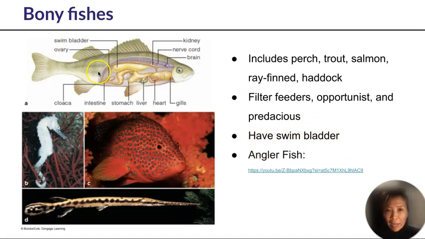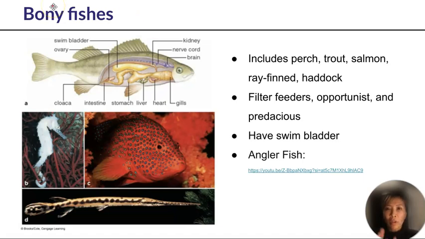Additionally, they can have a swim bladder. We can see the swim bladder here. The swim bladder is an organ that is able to fill up with gas, and that helps them with their buoyancy, so they can maintain a specific depth in the water without using too much energy on swimming.